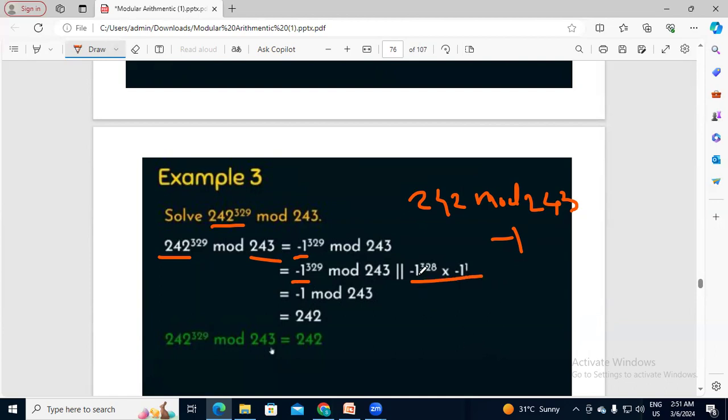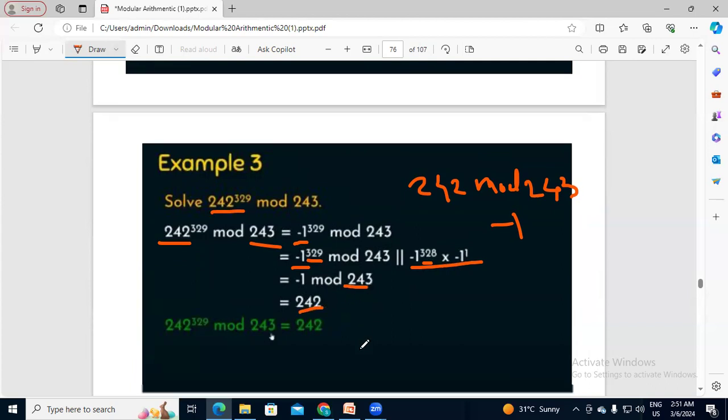Or you can directly write minus 1 to the power 329, or you can write 328 into minus 1 to the power 1. And that's how you will be getting the result 243.